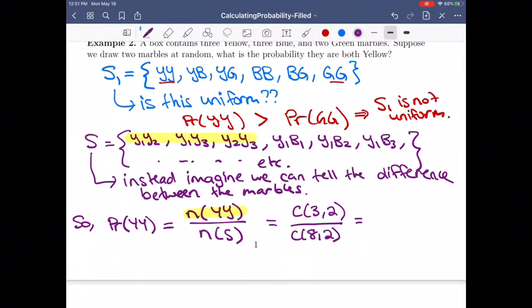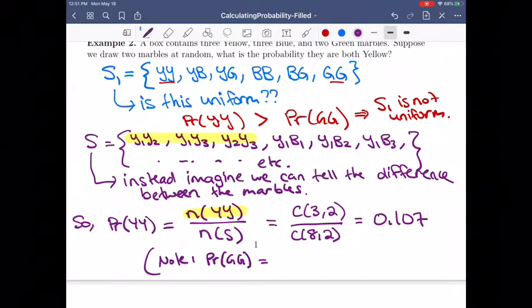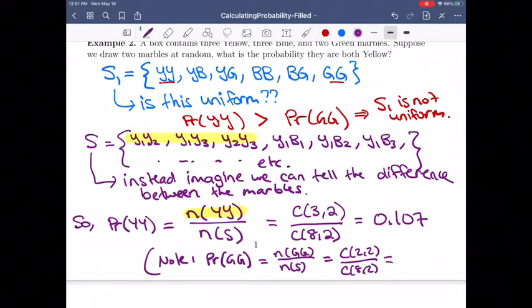And if we divide those, we get 0.107. Now just to compare, note if we did the probability at this point of green, green, those are the 2 that we compared, it's going to be the number of ways to get green, green over the number in the sample space. And this is going to be 2 choose 2 over 8 choose 2. So if you compute that, you actually get 0.036.